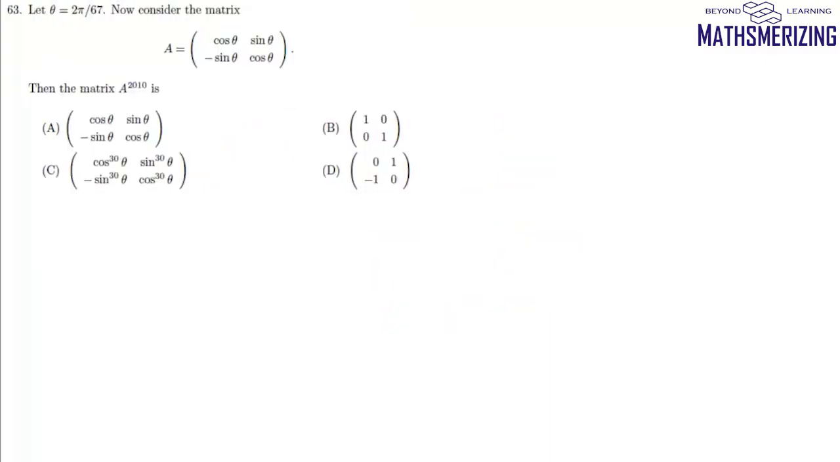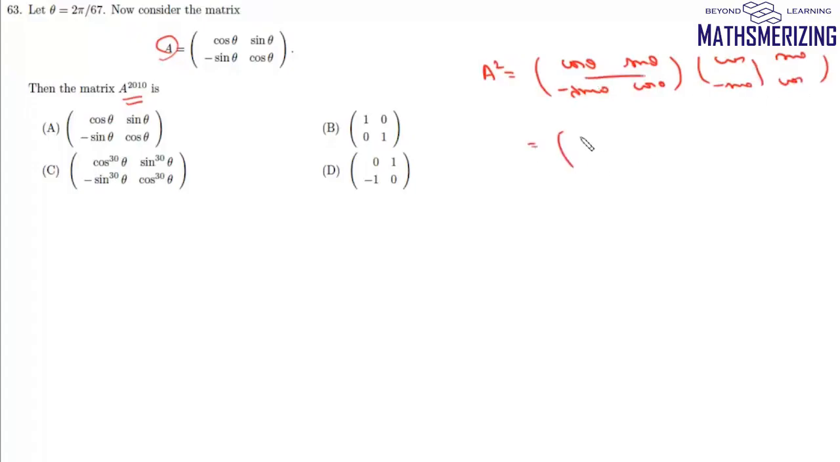Now question number 63 is, we are given this matrix A, we need to find A to the power 2010. Now we'll find A square, we'll get cos theta sin theta, minus sin theta cos theta, into cos theta sin theta, minus sin theta cos theta. Now we'll multiply it, we'll get cos square theta minus sin square theta, so it will be cos 2 theta. Now here it will be 2 sin theta cos theta, and that should be sin 2 theta. This one is minus sin 2 theta, and this is cos 2 theta.